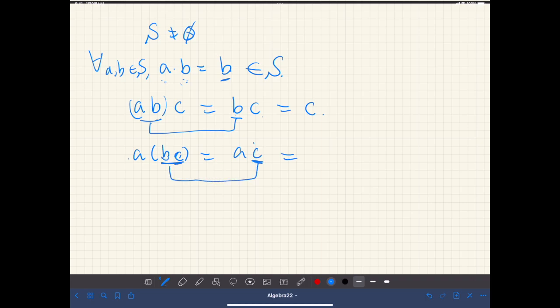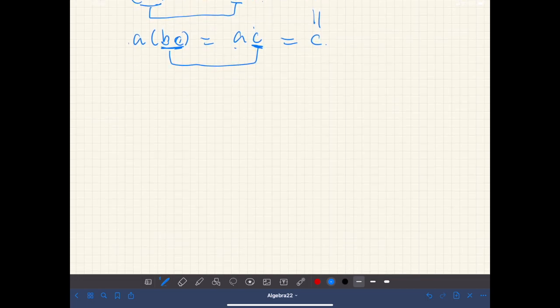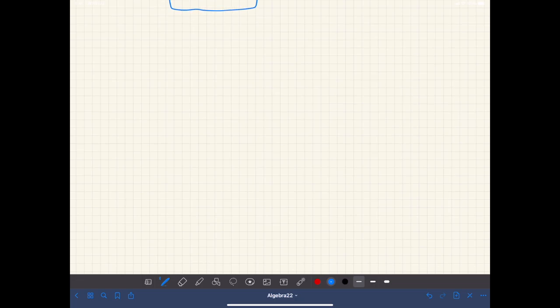Then by definition of this, we take the second element, that is C. So they are equal, so the associativity holds. And yet another simple example.